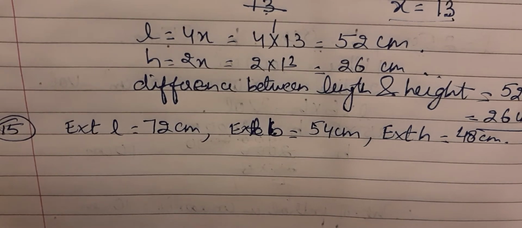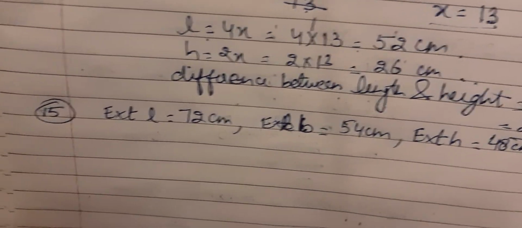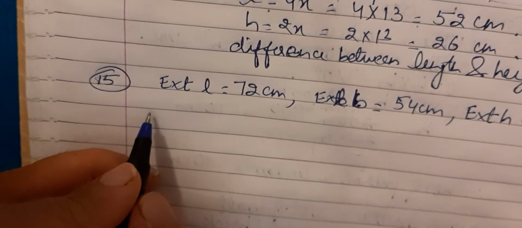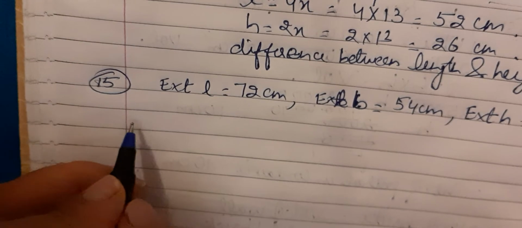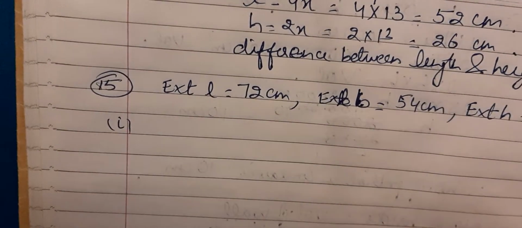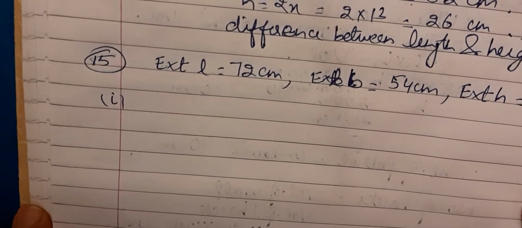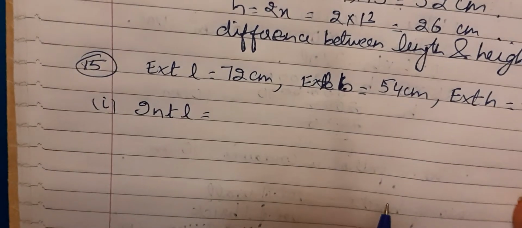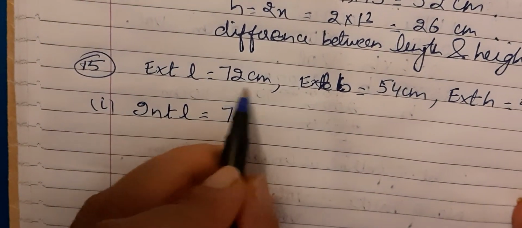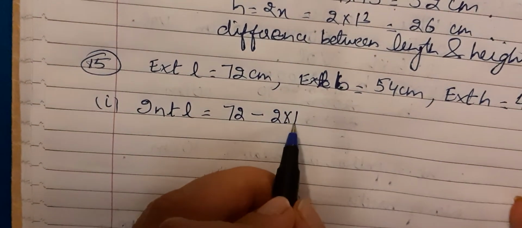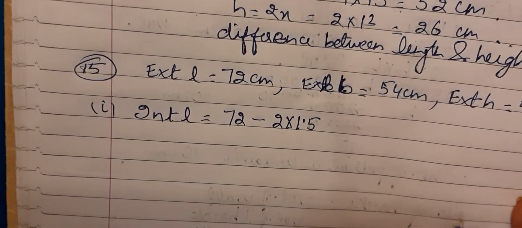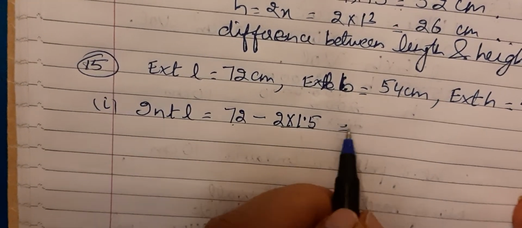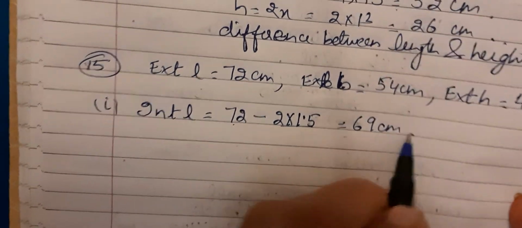Now what does the first part tell you to find? Find the capacity of the box in liters. In order to find the capacity of the box in liters, we are first going to find the capacity of the box. Means you have to find the internal volume of the box, and in order to find that, we have to find the internal length. So internal length will be outer length, which is 72, minus twice the thickness, which is 1.5, and it will be 72 minus 3, that comes out to be 69 centimeter.